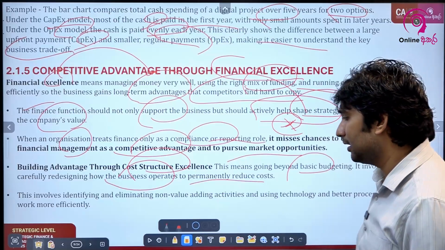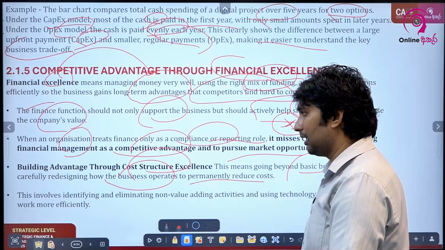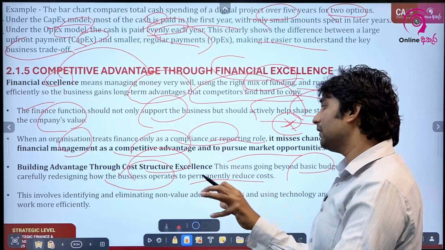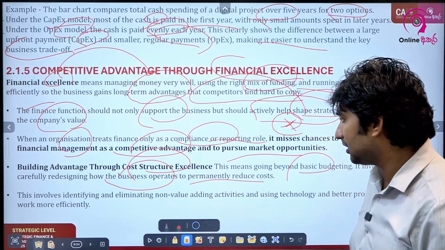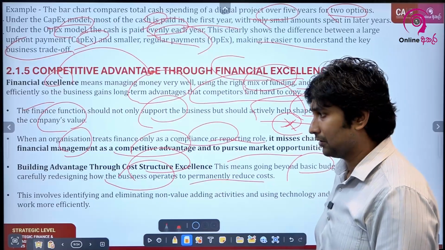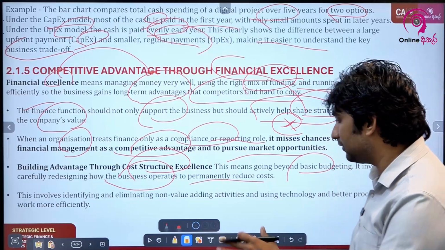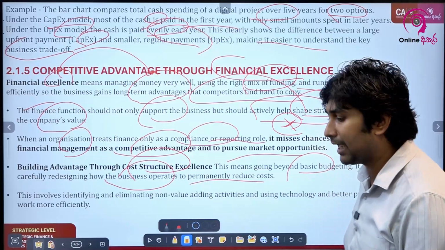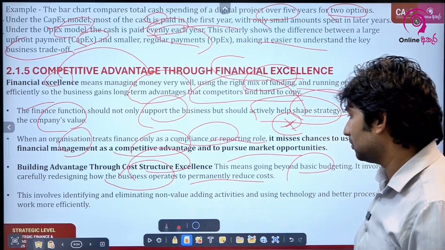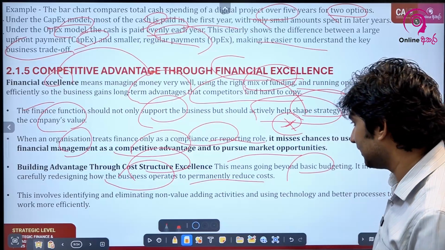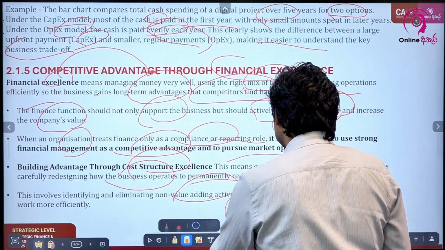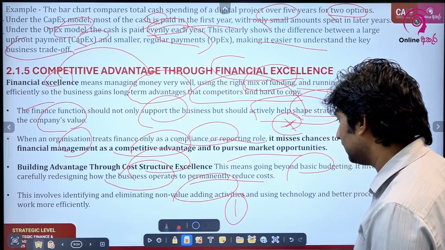You need to always see opportunities for cost reduction and always have a keen eye on how we can reduce the costs, how we can redesign the operations to permanently reduce the costs incurred within the organization. So that is what you need to aim for, rather than doing variance analysis and comparing the actual with the budgeted figures. You need to redesign the business processes so that costs will be reduced within the organization permanently. This involves identifying and eliminating non-value adding activities. So that is one way of reducing your costs.